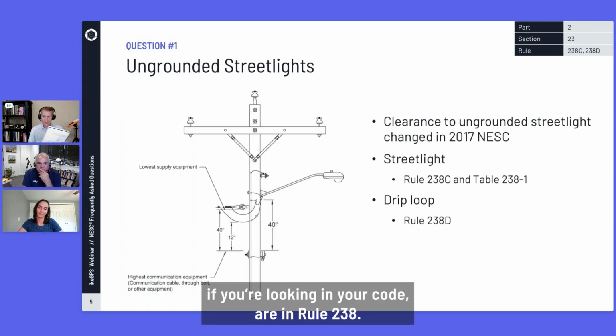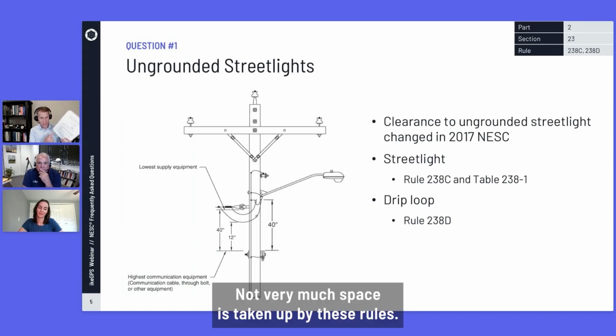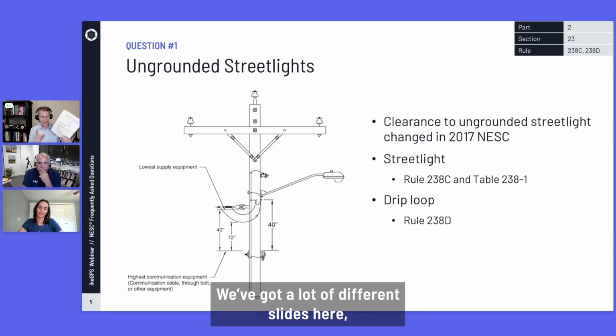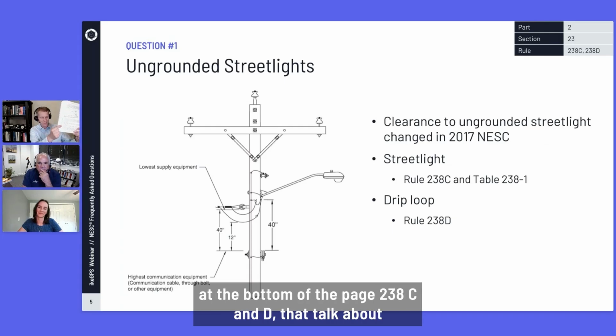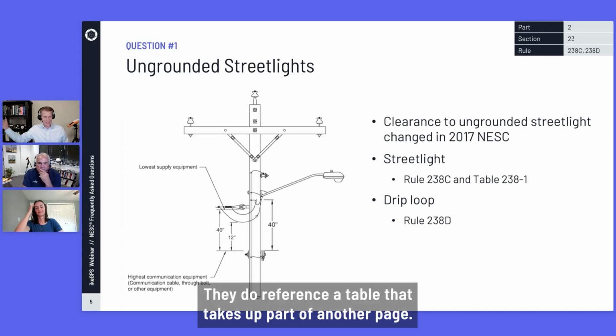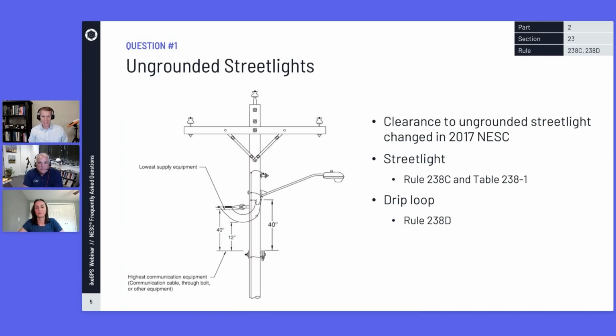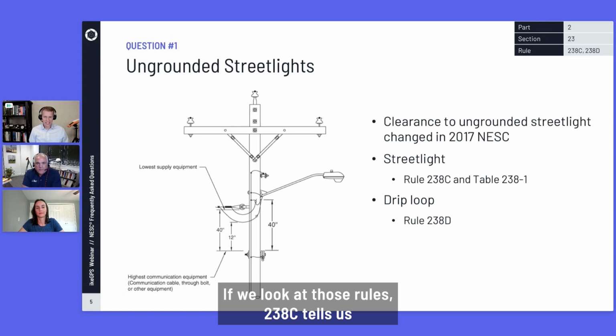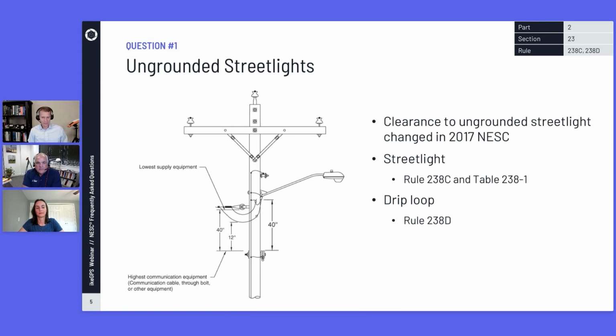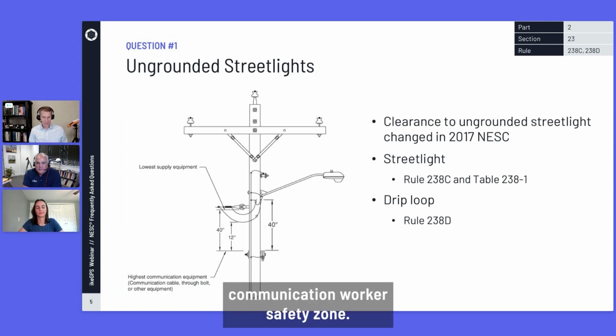All these rules, if you're looking in your code, are in Rule 238. Not very much space is taken up by these rules. We've got a lot of different slides here, and we go into more detail in our full classes, but 2 small paragraphs at the bottom of the page, 238C and D, talk about streetlight clearances. They do reference a table that takes up part of another page. 238C tells us that streetlights can be in that communication worker safety zone, and we have to follow the clearances in Table 238.1.